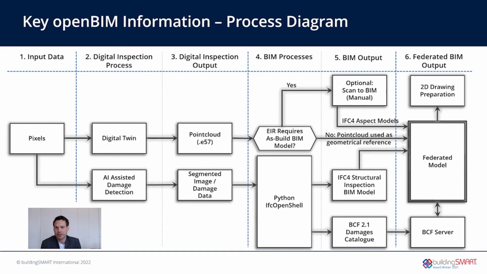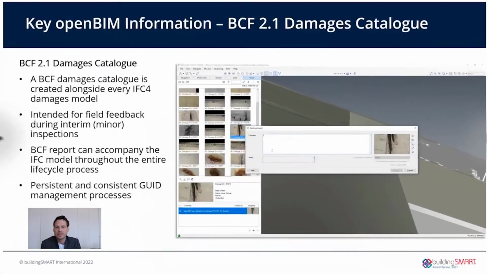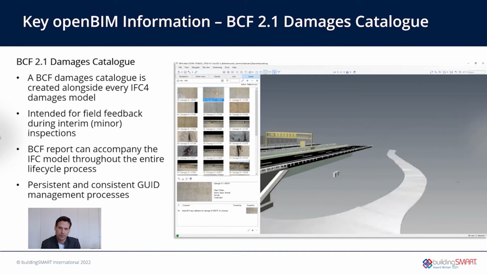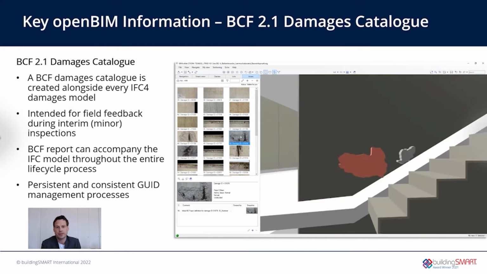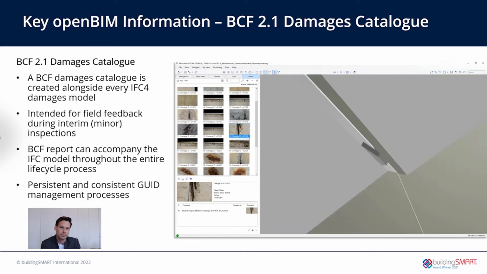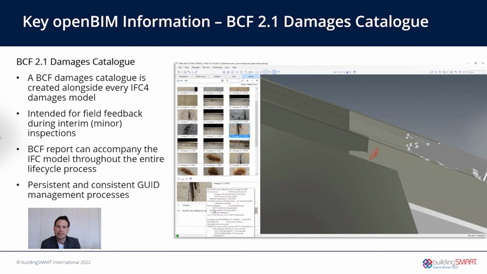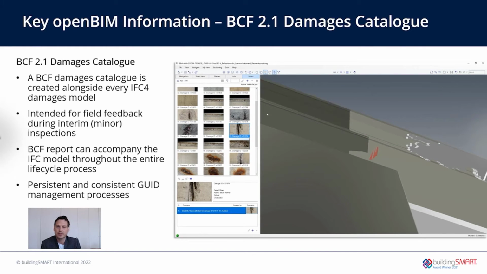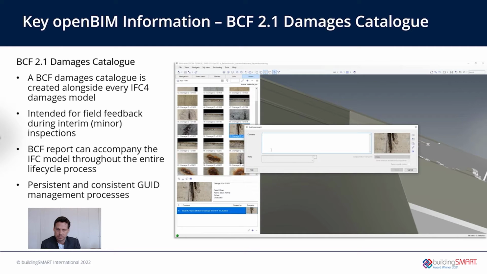And now that we've covered the model production, we can go back and look at the other product from our IFC OpenShell operation. So as a parallel process and based on exactly the same pixel input data, a BCF 2.1 damages catalog is created to accompany every IFC4 damages model. This report includes every damage identified at the time of the digital inspection, and using the BCF viewpoints, which are calculated numerically from the damage geometry coordinates, we can jump instantly to the respective damage. And thanks to the persistent and consistent GUID management system that we've implemented, we'll be able to track each damage throughout the entire life cycle.